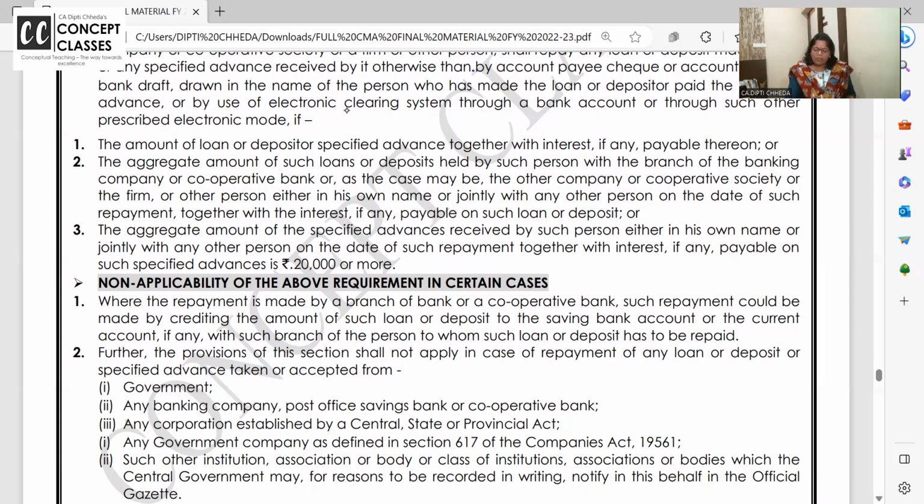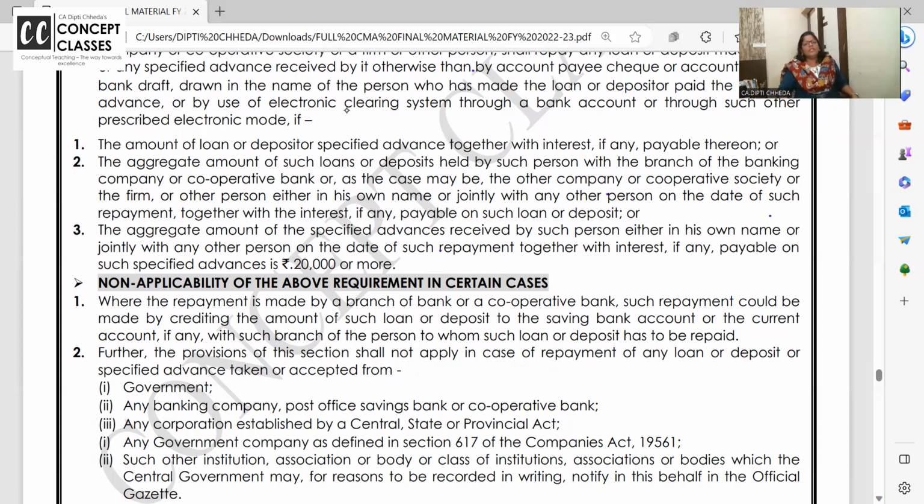Aggregate of loan, deposit, interest and all, with a branch of a banking company as the case may be, or a cooperative society or other person in own name or jointly with another name. Okay, all will be caught up. Aggregate amount of advance received by a person either in his own name or jointly with any other person on that date. Okay, sometimes it is a joint account of loan and we are repaying a 30,000 loan in the joint name. Can we say 15 mine and 15 my spouse's, ma'am, allow?